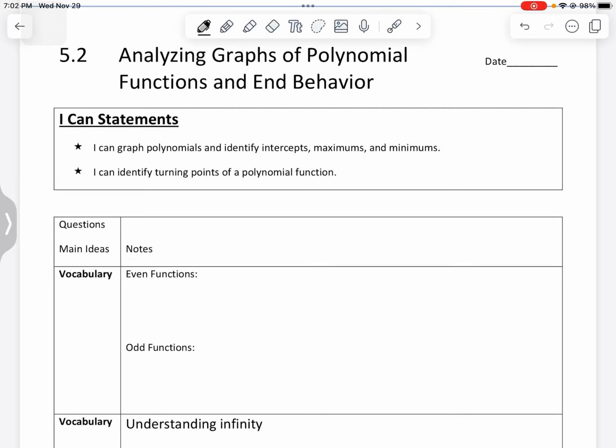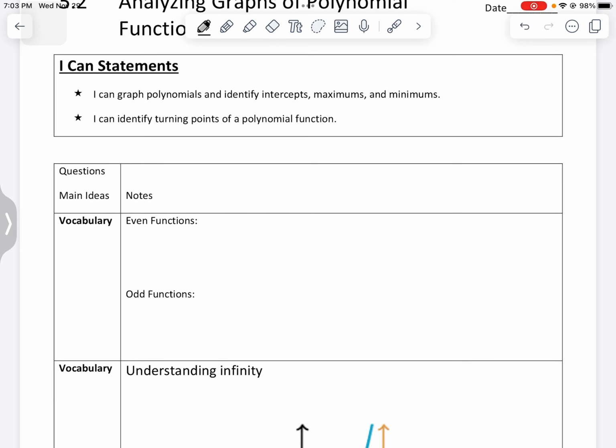Hello, welcome to 5.2, Analyzing Graphs of Polynomial Functions and End Behavior. So now we're going to be using some graph properties that we've seen from the past, and we're going to be looking at polynomial functions and a few different things as we graph them, which is going to be in the next few sections. So the first thing we're going to note is what even functions are and odd functions.